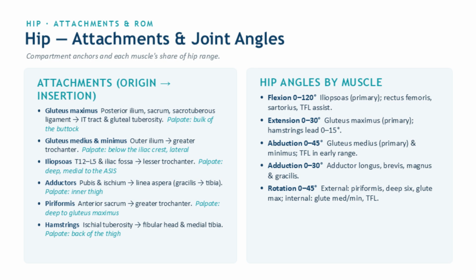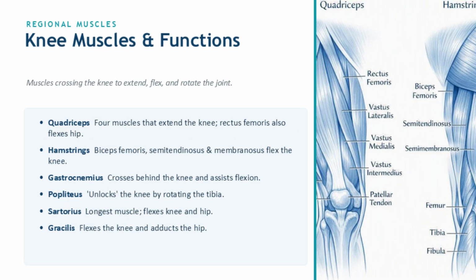Hip motion requires cooperation among many muscle groups. Flexors, extensors, abductors, adductors, and rotators all work together to maintain smooth and efficient movement. This coordinated activity becomes especially important during walking, running, and maintaining balance. From the hip, we'll continue down the lower extremity to the joint that connects the thigh to the leg, the knee. Knee muscles and functions.